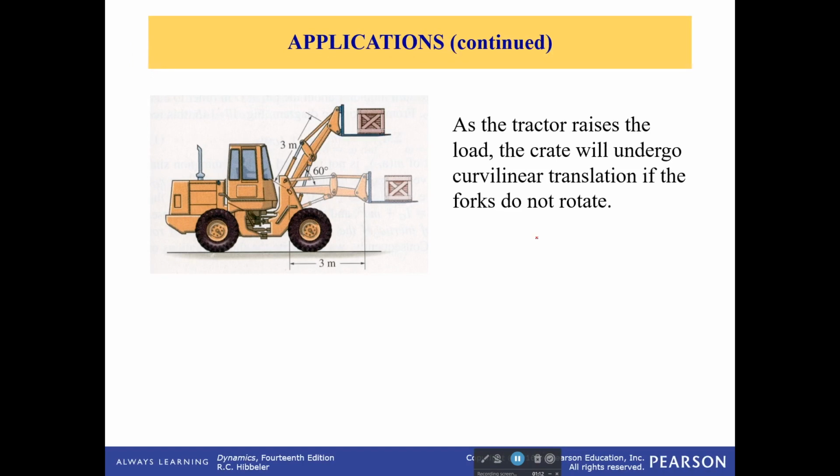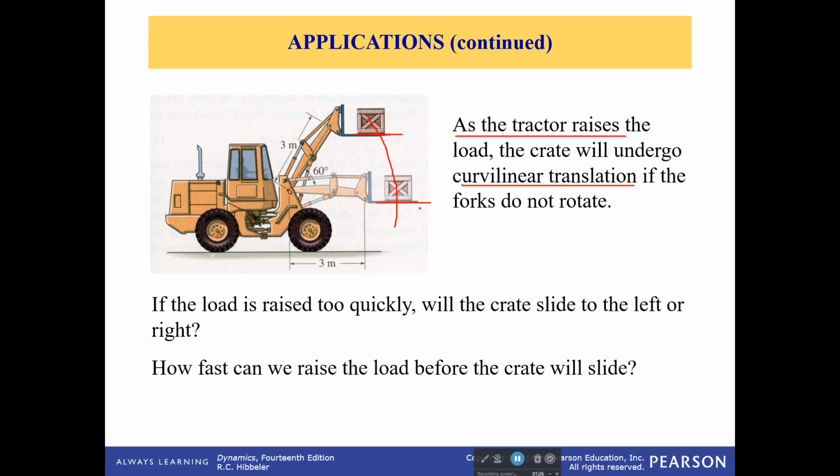Okay, now how about this one? Well, as the tractor raises the load, the crate will undergo curvilinear translation. If the forks don't rotate, they stay nice and flat the entire time. The angle doesn't change. And so it's moving in this curvilinear path. Well, this is different. So one thing that you probably can already do in your head is answer this question: if that load is raised too quickly, will the crate slide to the left or the right? And the answer is, it's going to slide that way, okay?